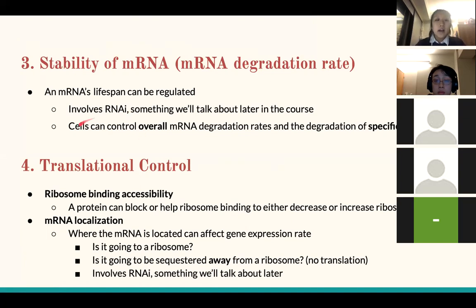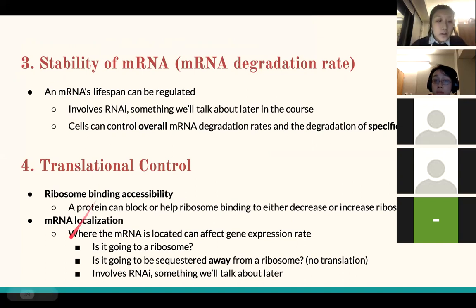And then, of course, if there's transcriptional control, there is also translational control. So your ribosome binding accessibility is one way to control what gets translated, because the ribosome is what does the translating. If you have a protein to block a ribosome from coming, that could stop or prevent or lessen translation. If you have a protein that could help ribosome binding, that will increase translation.